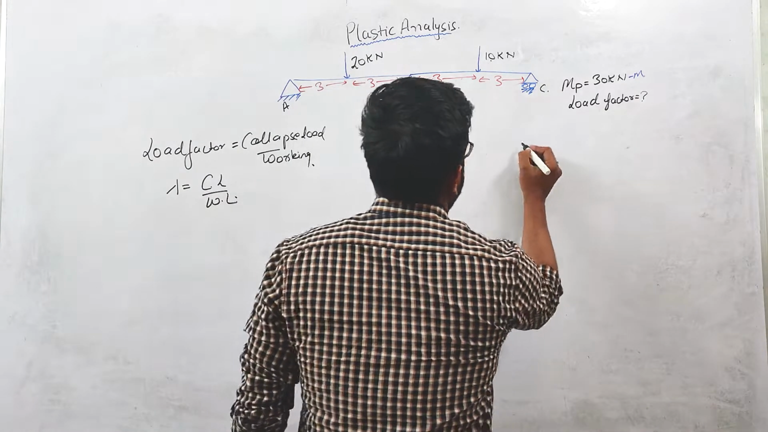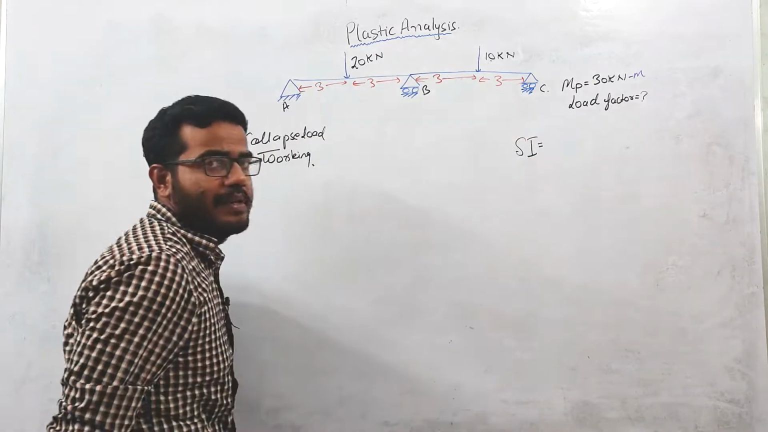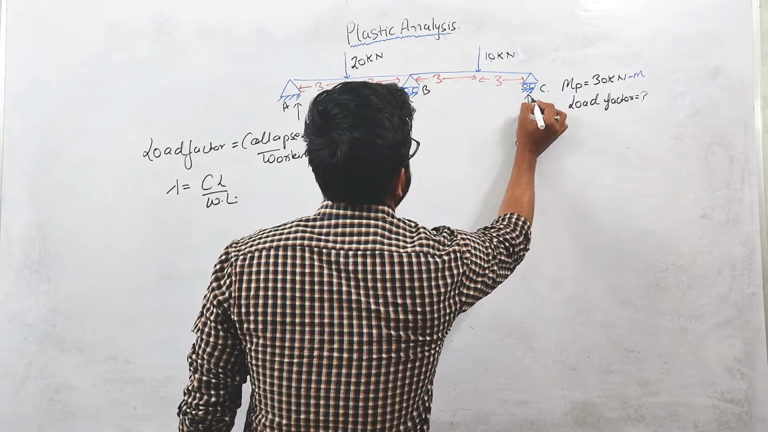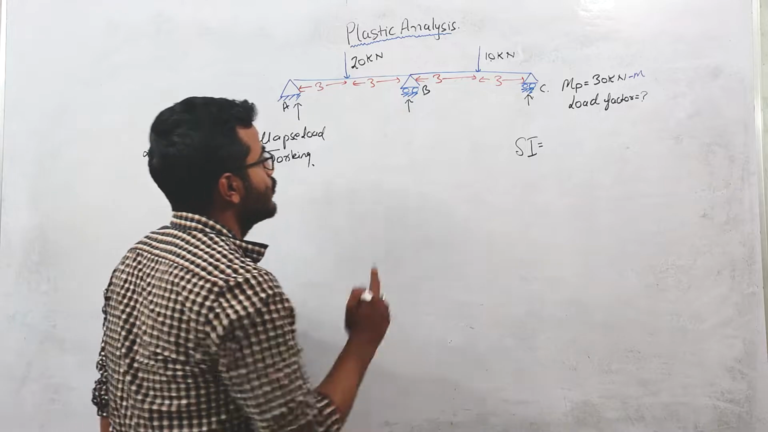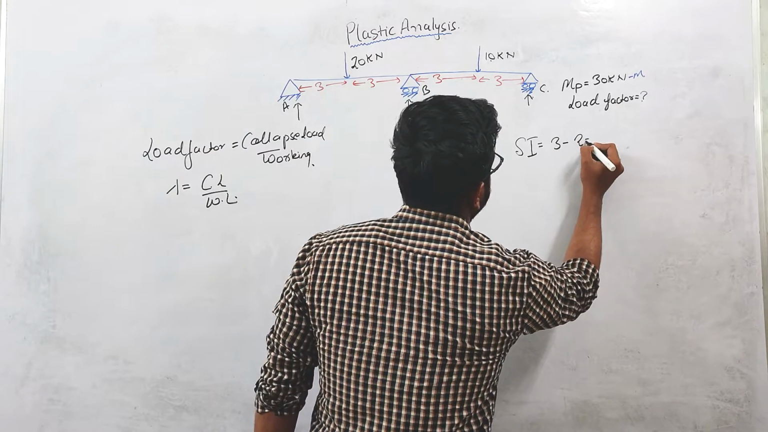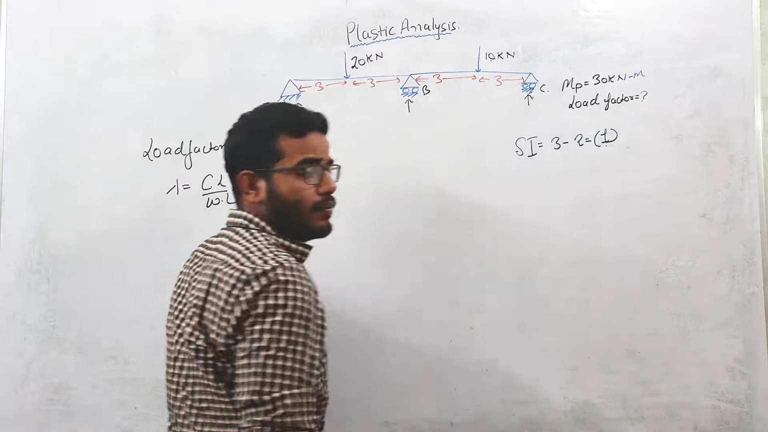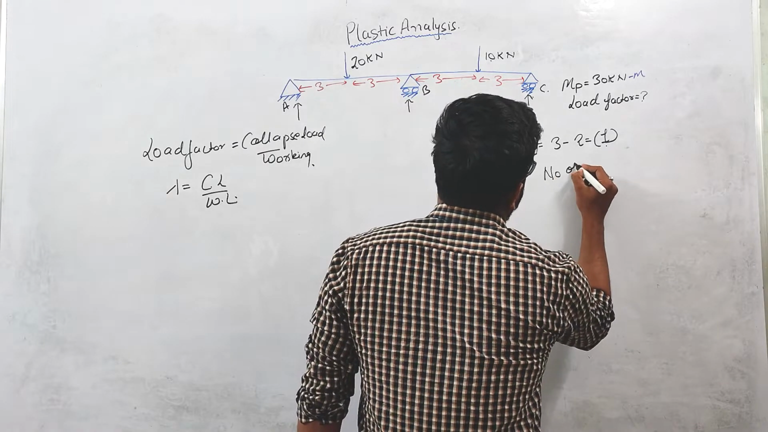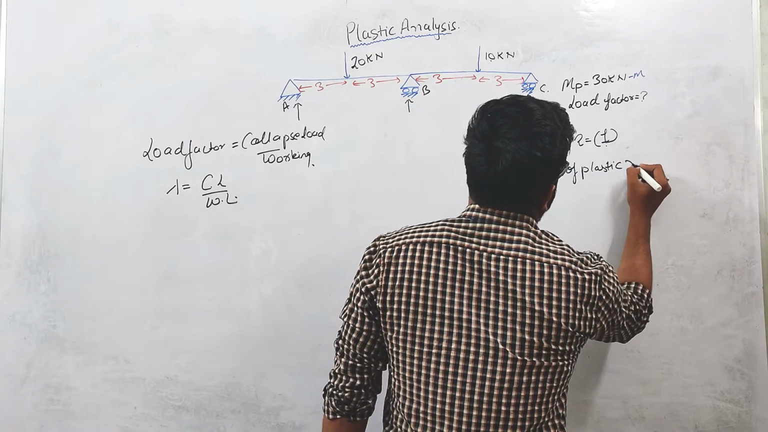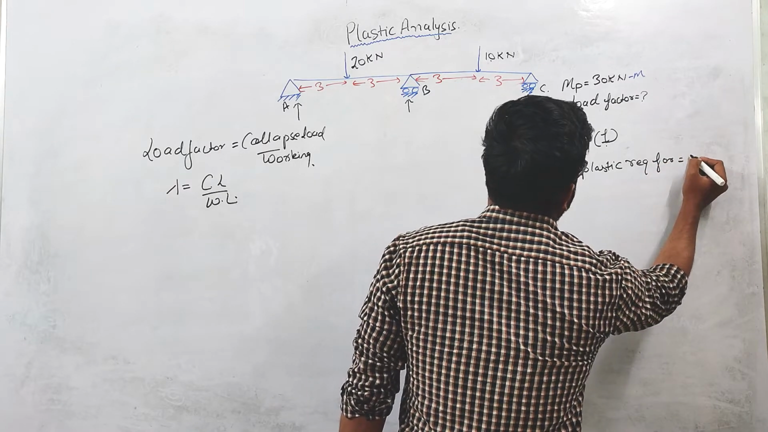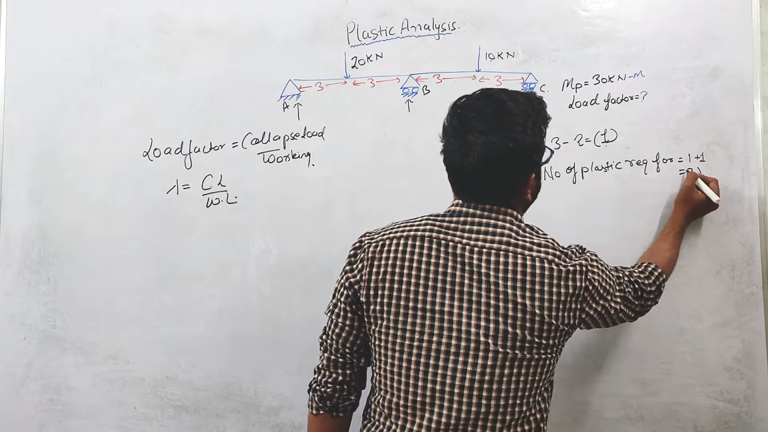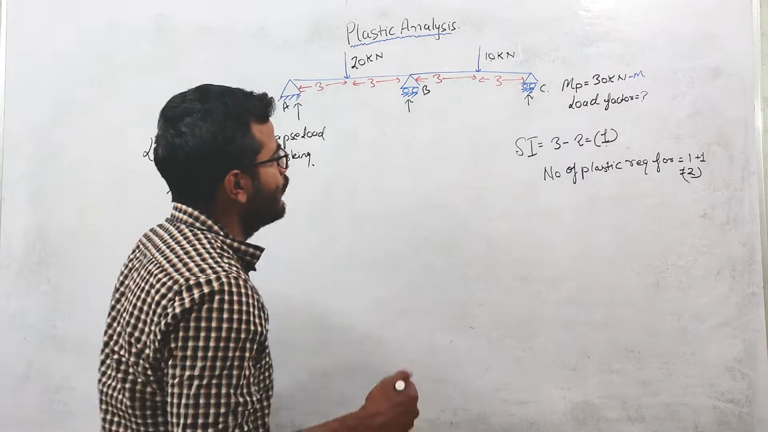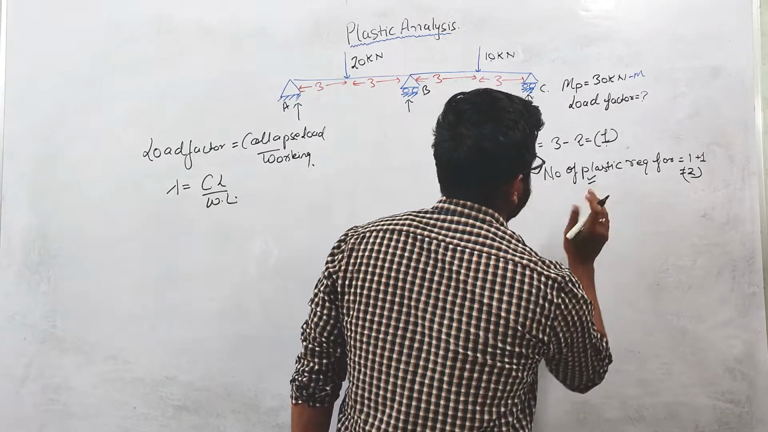As you can see, this beam is statically indeterminate. The static indeterminacy of this beam is: one reaction from here, one reaction at this B point, and one vertical reaction at this C point. I am neglecting the horizontal reactions. So total number of reactions are 3, equilibrium equations are 2. So static indeterminacy of this beam is 1. And the number of plastic hinges required for collapse is 1 plus 1, which equals 2.